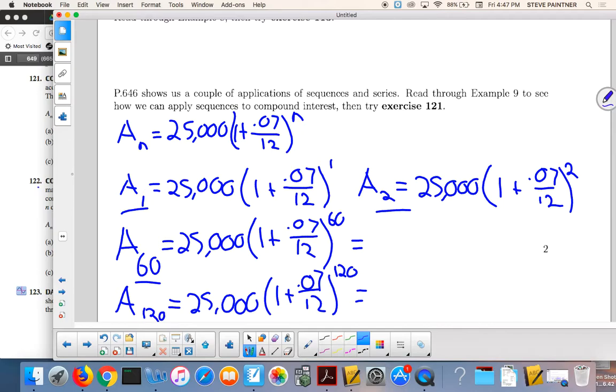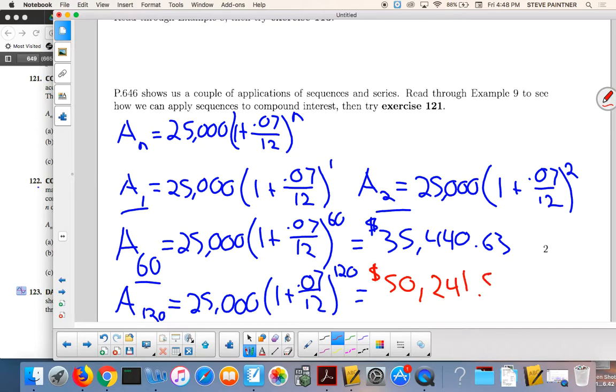So after 5 years, I have that we have $35,440.63. You can fact check me on that, but I hope that's right. After 10 years, we would get $50,241.53. So we've computed how much money we have after 5 years and after 10 years. And it's very obvious that 50,000 is not double 35,000. So after twice the time, our money didn't double.